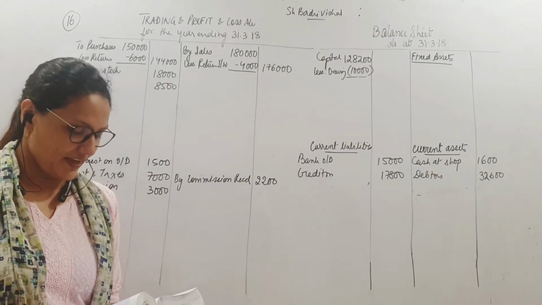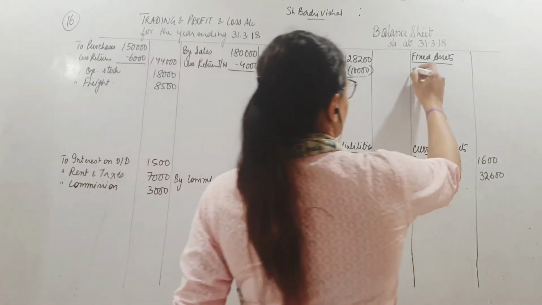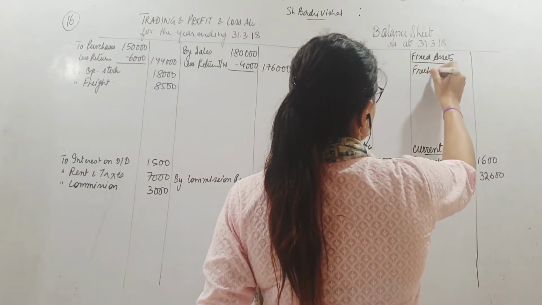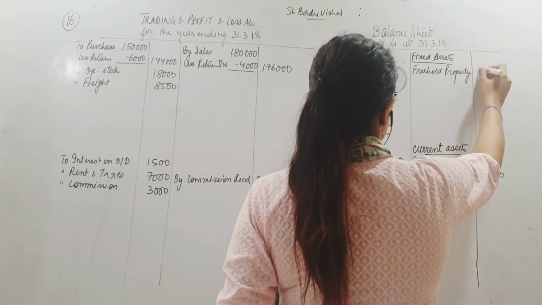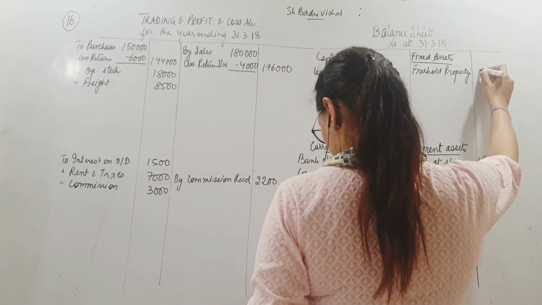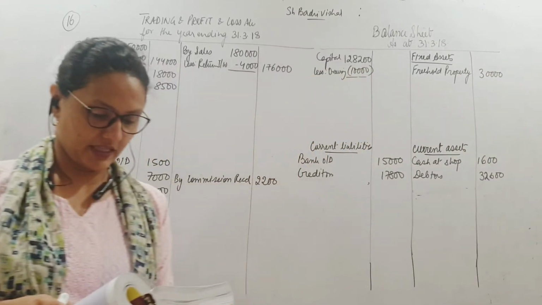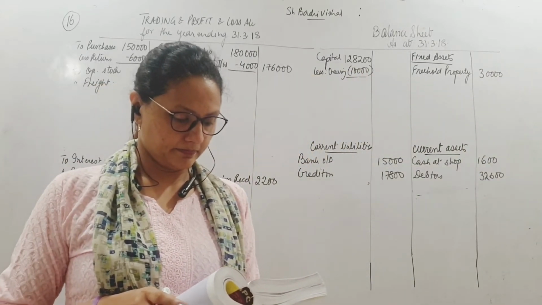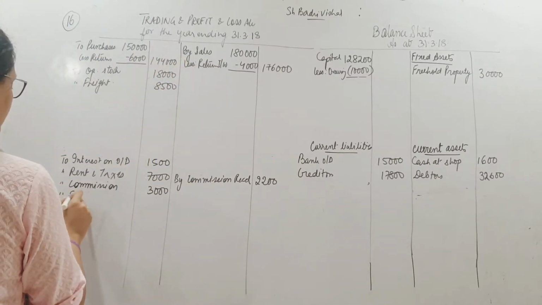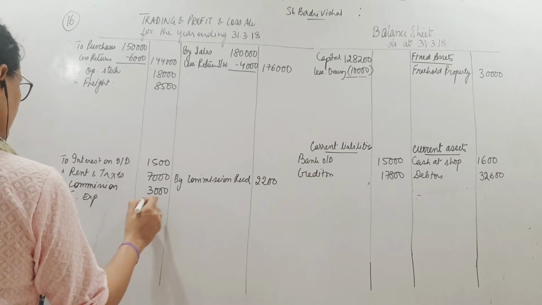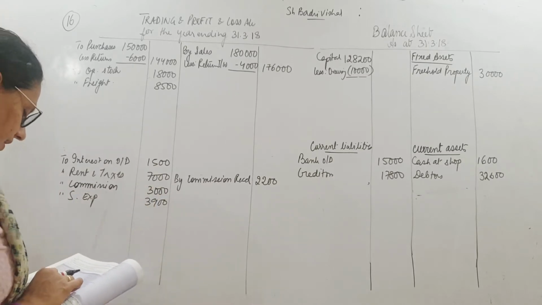Got it? Freehold property. These names are fixed asset. Freehold property. Property meaning your building, your land, whatever is there. So that is freehold, meaning not on lease. Then you have sundry expenses. Sundry expenses are indirect expenses. 3,900. Then you have salaries and wages.